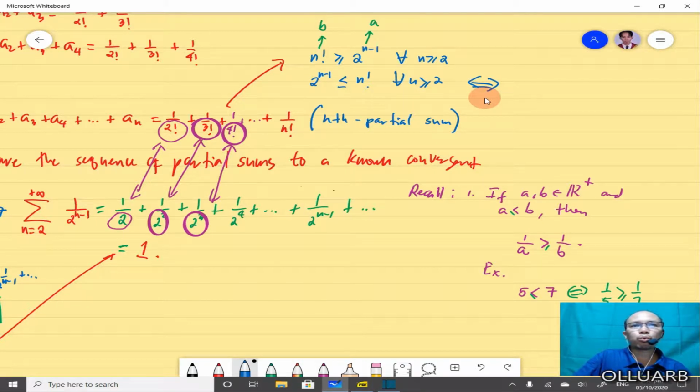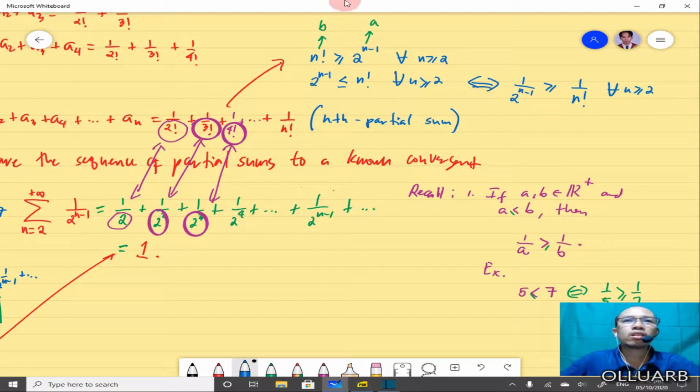that 1 over 2 to the n is greater than 1 over n factorial, for all n greater than or equal to 2. Okay, so let's see when n is equal to 2. So we have 2 minus 1 is 1, so 2 to the 1 is 1. 2 factorial is 2, so we have 2 is greater than or equal to 2.